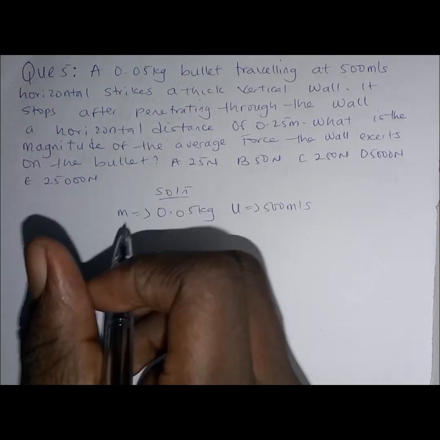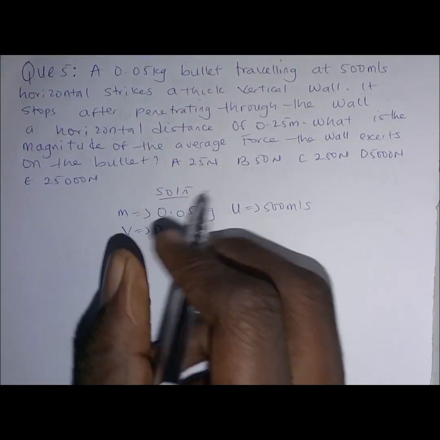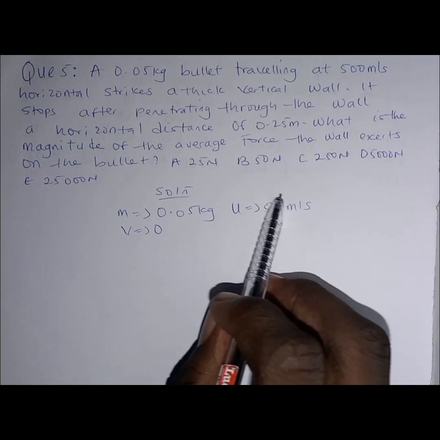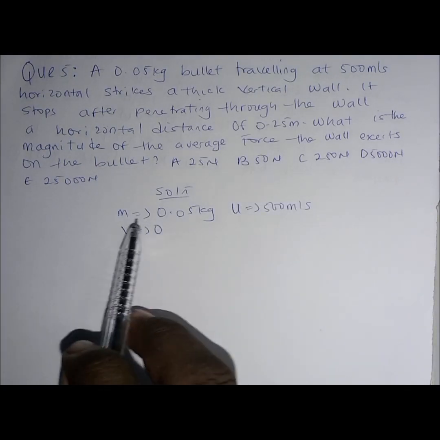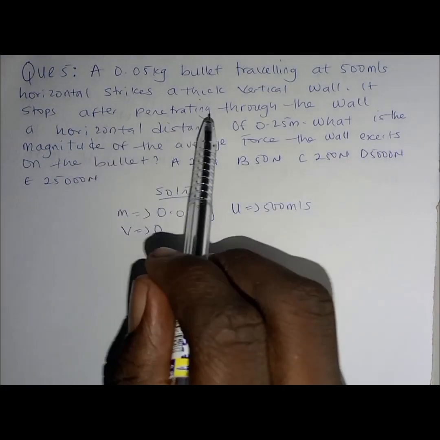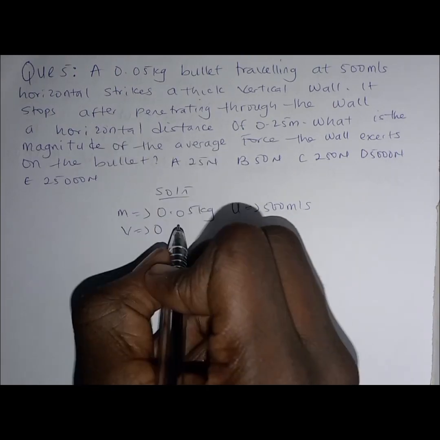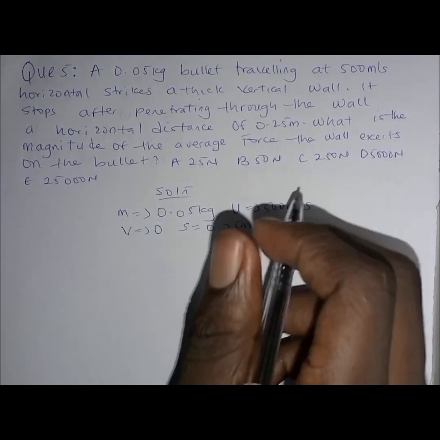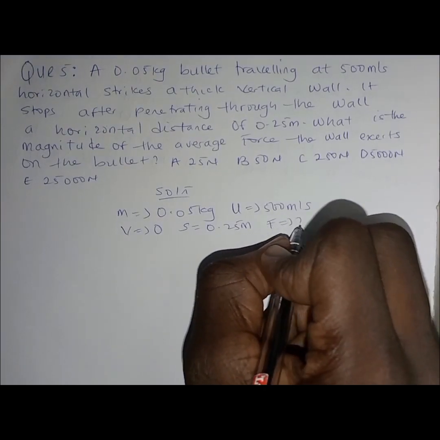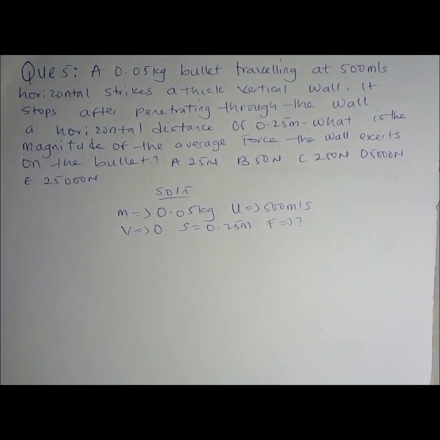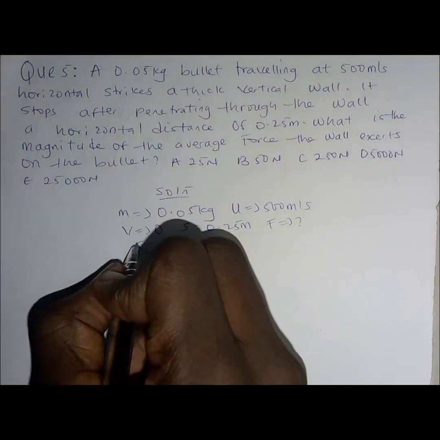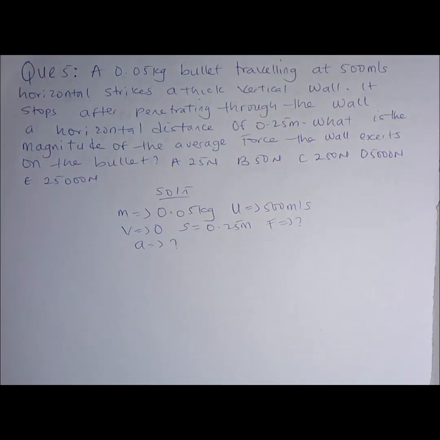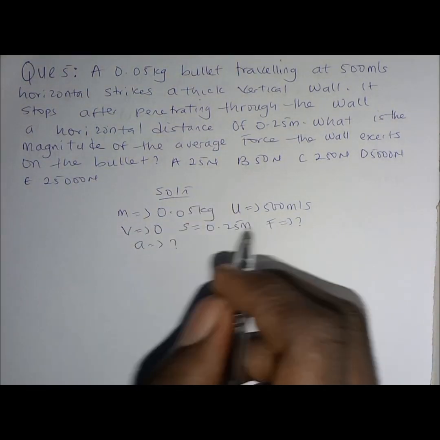It stops. Since the object stops, it will come to rest, so v equals 0. After penetrating through the wall a horizontal distance, so our s is 0.25 meter, what is the magnitude of force? F is unknown. But for us to get the magnitude of force, we have to know what our a is, so that we can use F equals ma to get our force of impact.